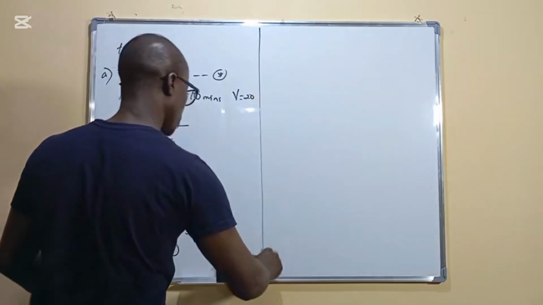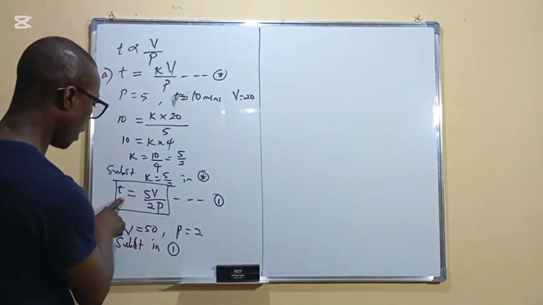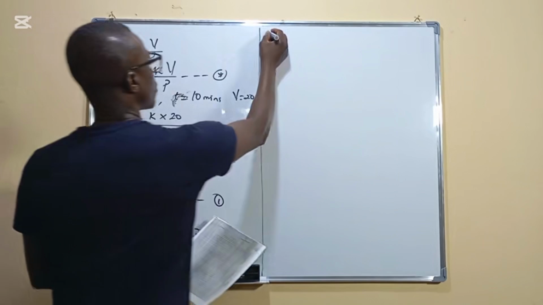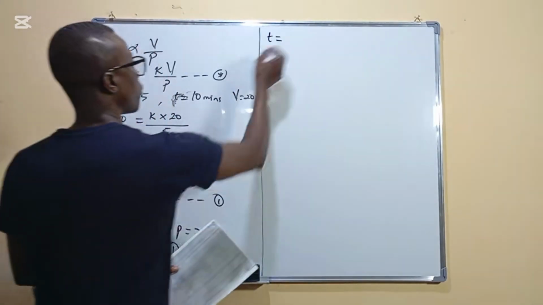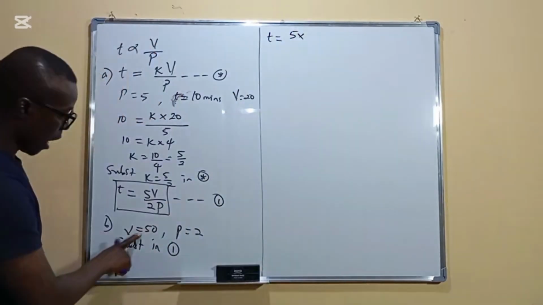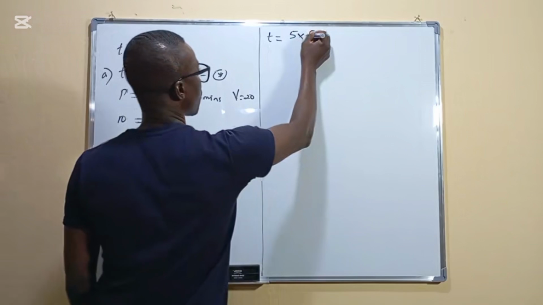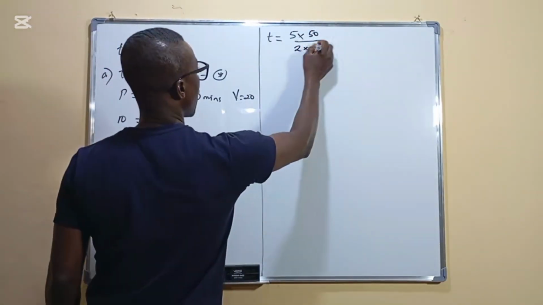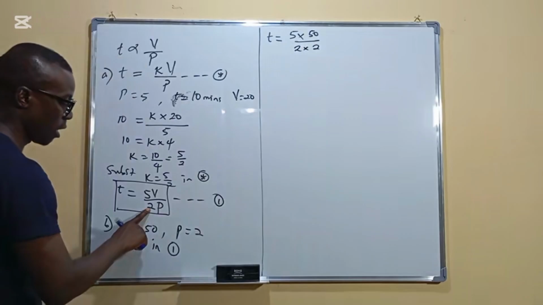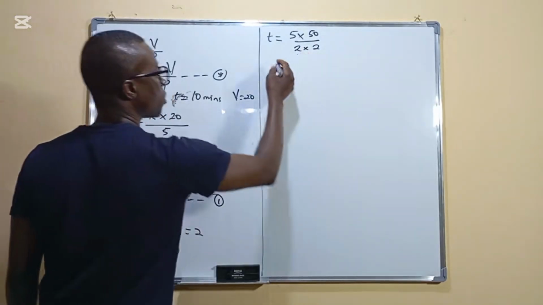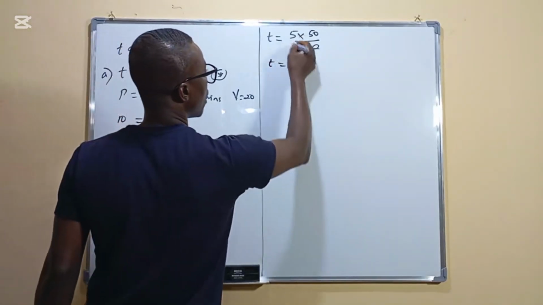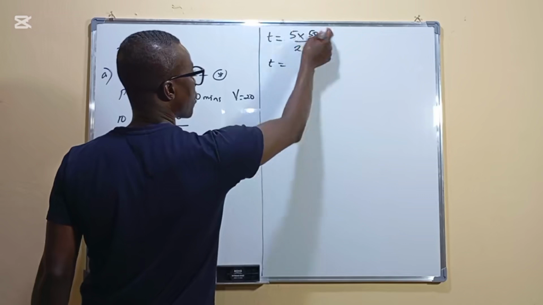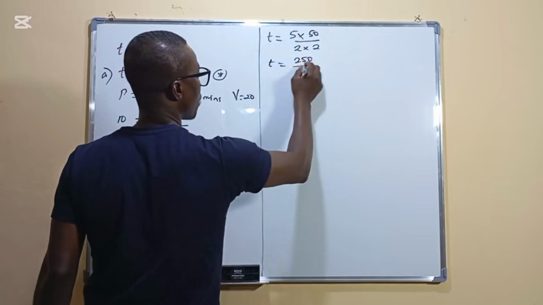When I substitute in equation 1, I'm looking for the time, right? So T is going to be equal to 5 times V, that's 50, over 2 times P, that's 2. We have a 2 there already, and then the pump is 2. So T is equal to 5 times 50, which gives us 250, divided by 4.